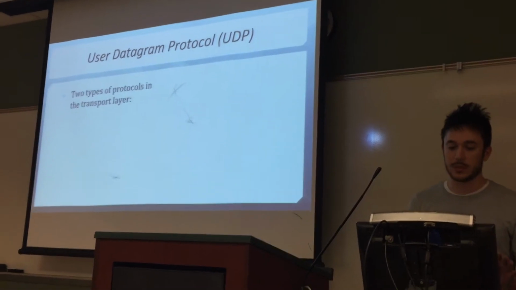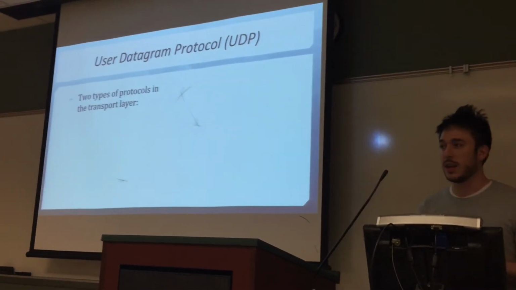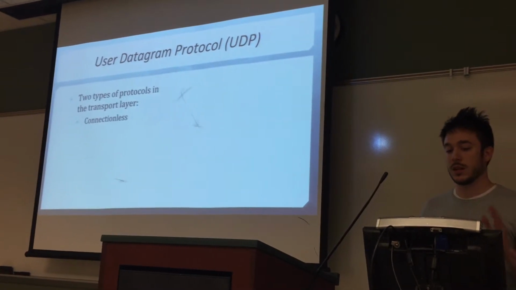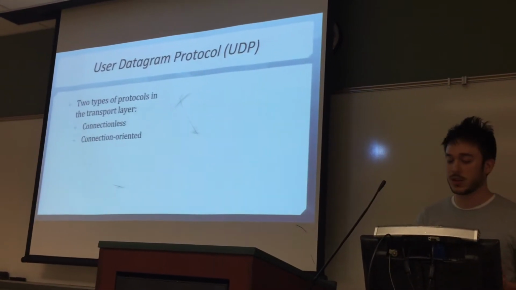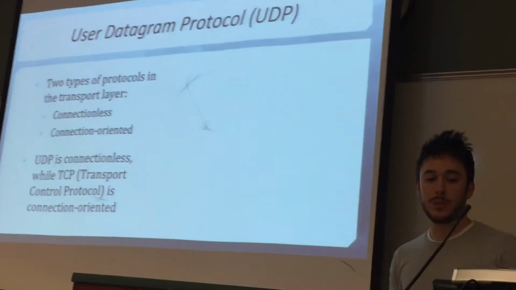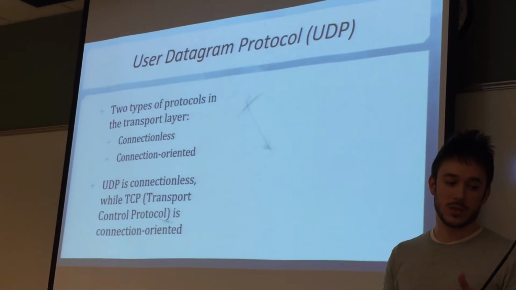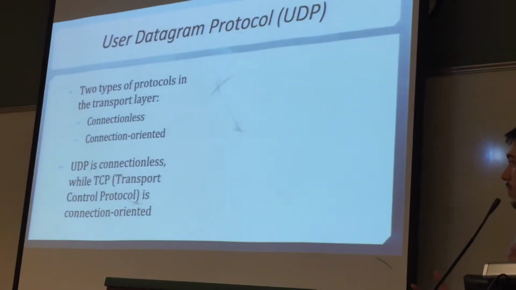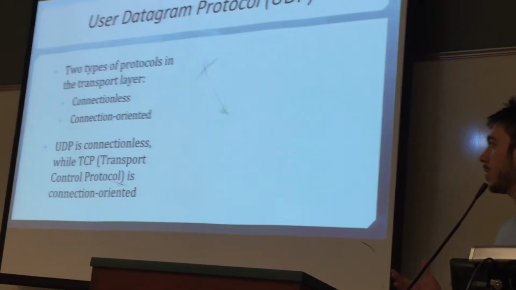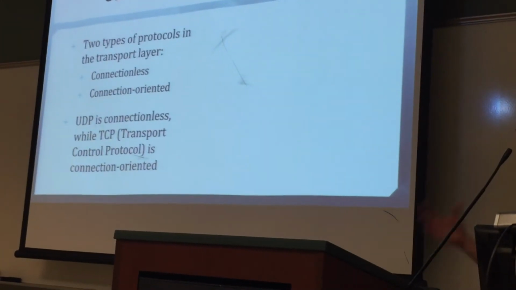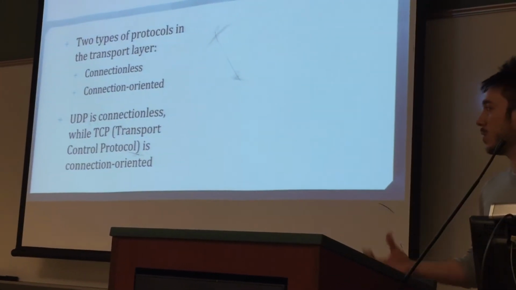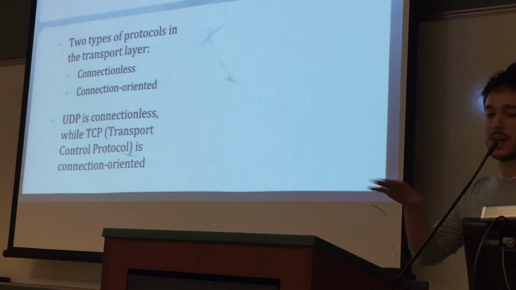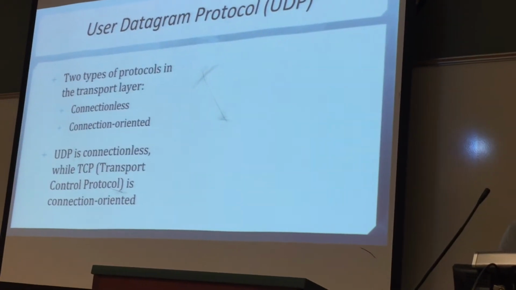All right, so there's two types of protocols in the transport layer, and that's what we're covering, the transport layer. You have connectionless, and then you have connection-oriented. UDP is connectionless, while TCP is connection-oriented. So there's certain applications where you want to have a direct connection with the computer that you're transmitting data to, and there's some applications where you just want to send your packets out in random bursts, and it doesn't matter what order they come in or anything like that.